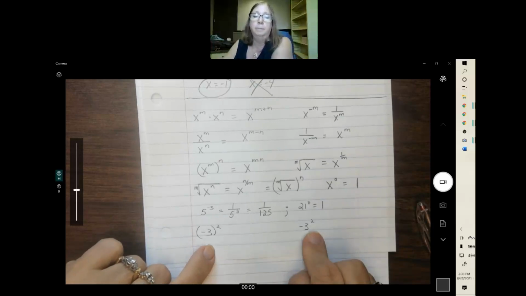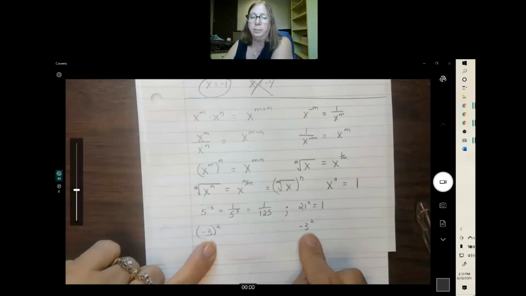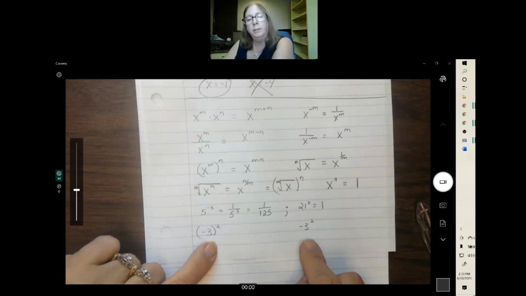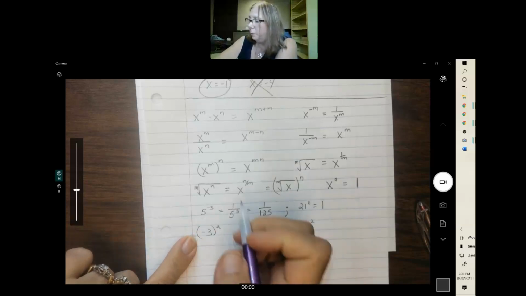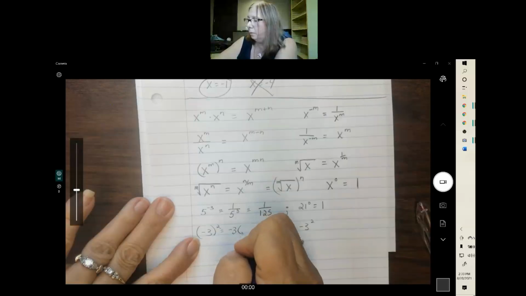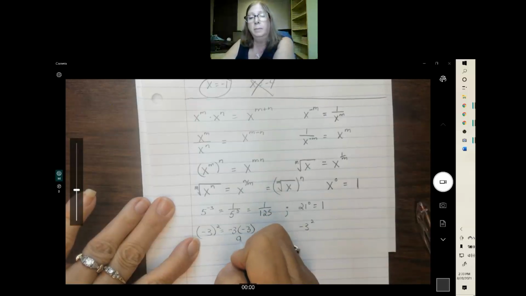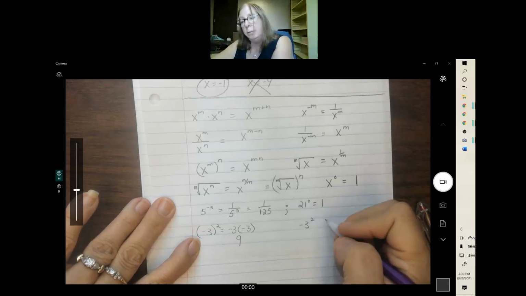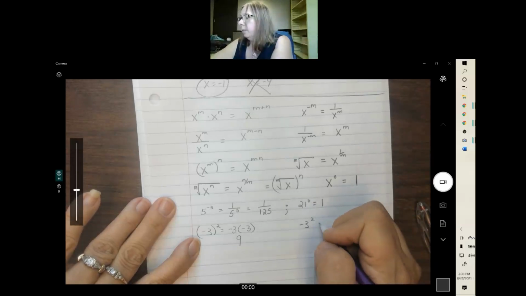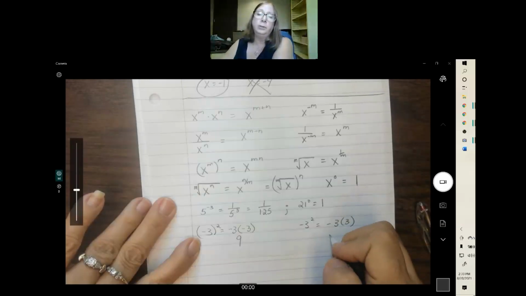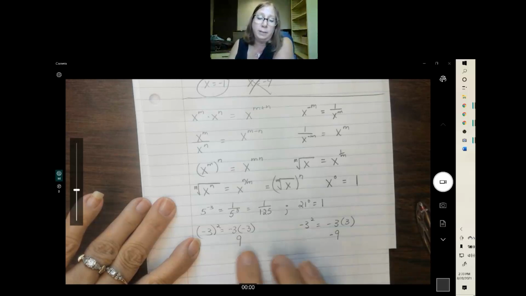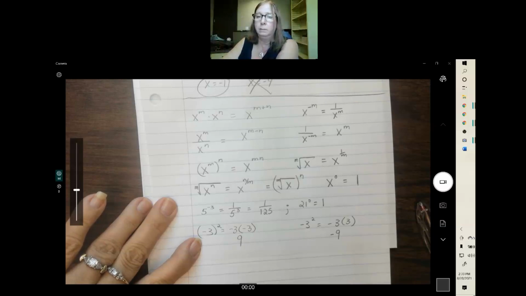These two are not the same. If you want to plug them into a calculator, you could plug them in. You'll see that they are not the same. What the first one is saying is it's squaring both the negative and the 3. So it's negative 3 times negative 3, which is a positive 9. This one is only squaring the 3. It's a negative 3 times 3, which is a negative 9. So you do want to be careful of that. They are not the same. Any questions on that?